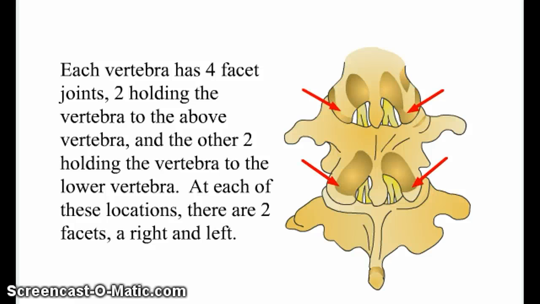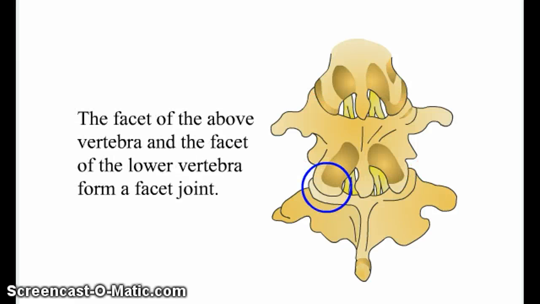Each vertebra has 4 facet joints, 2 holding the vertebra to the above vertebra, and the other 2 holding the vertebra to the lower vertebra. At each of these locations there are 2 facets, a right and left. The facet of the above vertebra and the facet of the lower vertebra form a facet joint.